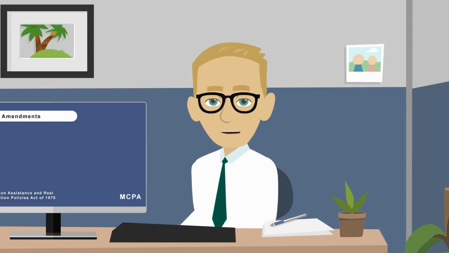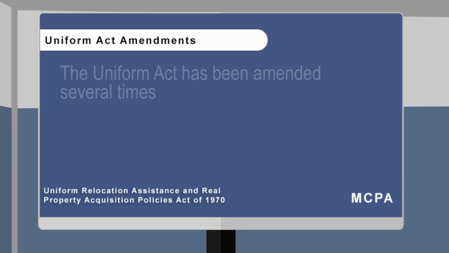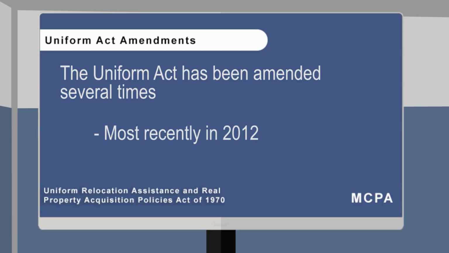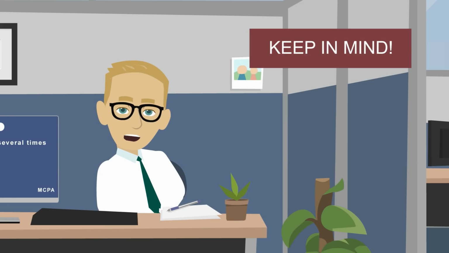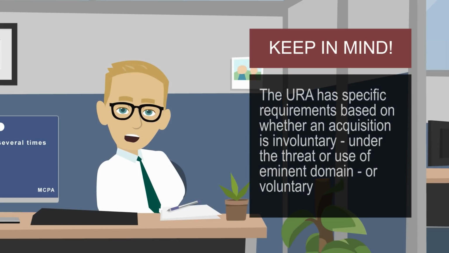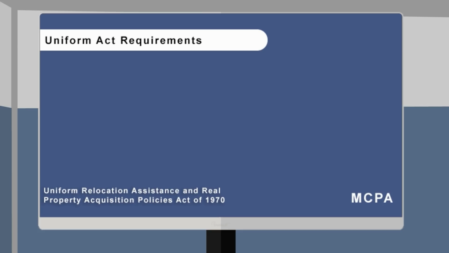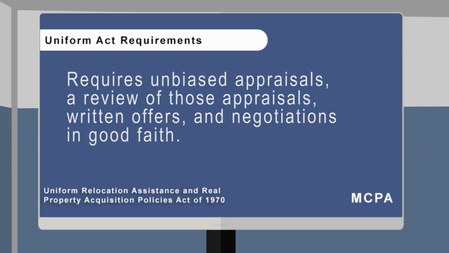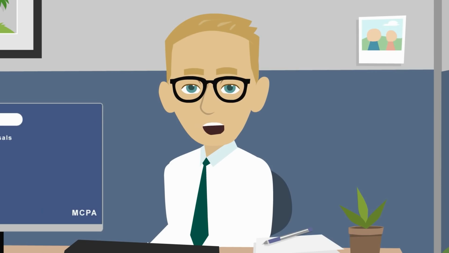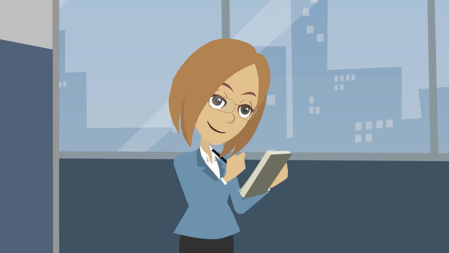You have the key points, but I'll add a few more clarifications for your notes. Like most laws, this one has been amended several times. The most recent amendment was in 2012. And keep in mind that the URA has specific requirements based on whether an acquisition is involuntary, under the threat or use of eminent domain, or voluntary. Some of those requirements include a need for unbiased appraisals, a review of those appraisals, written offers, and negotiations in good faith. There's a lot more you need to know about before getting started.